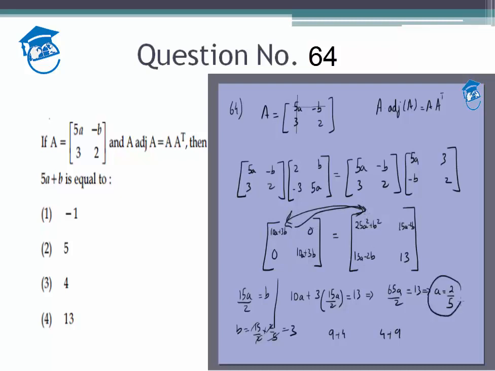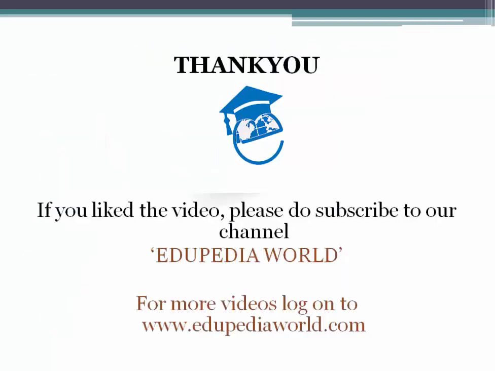So the solution is a is 2 by 5 and b is 3, and we are asked the value of 5a plus b. So 5a plus b comes out to be 2 plus 3, which is 5. So the answer will be option 2, which is 5. This completes the solution.